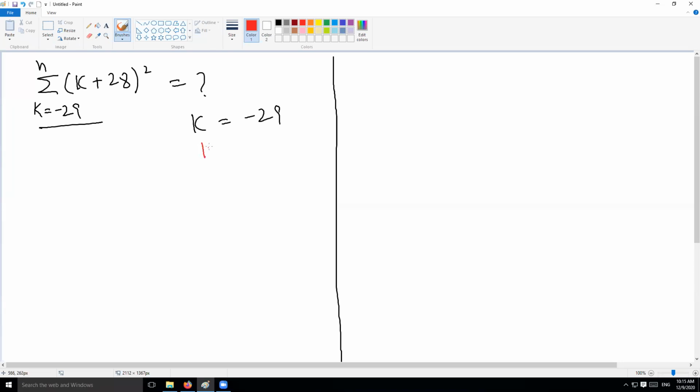So if I, for example, replace k by, what should I replace k by? K minus 30. So you can replace k by i minus 30, or by some other letter, it doesn't matter. In other words, take k to be i minus 30.